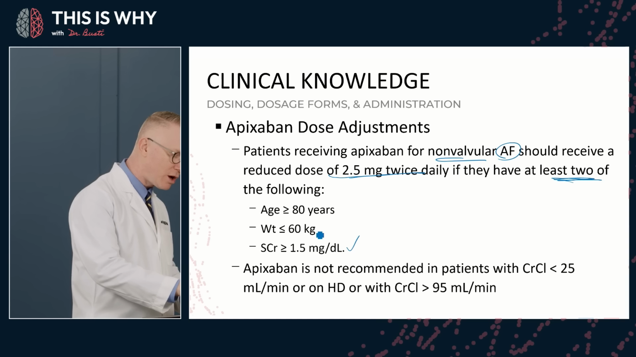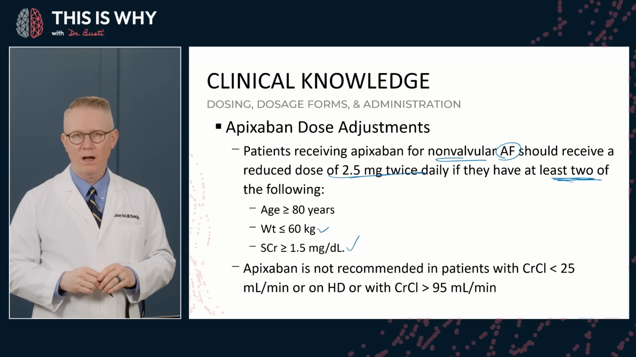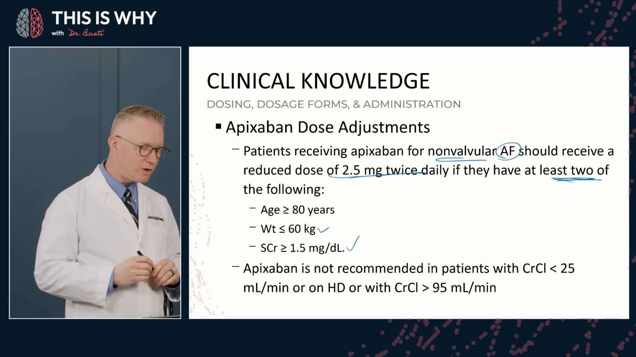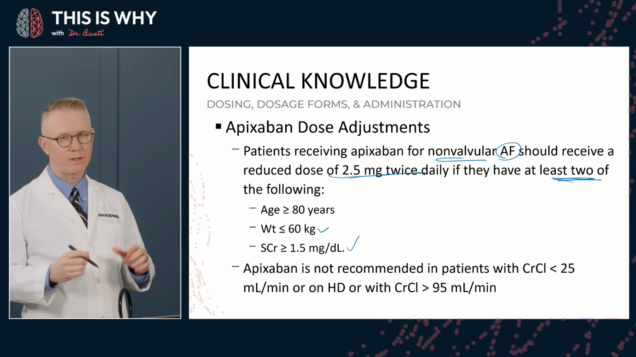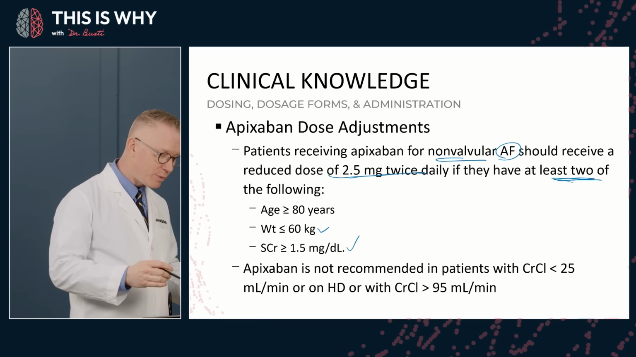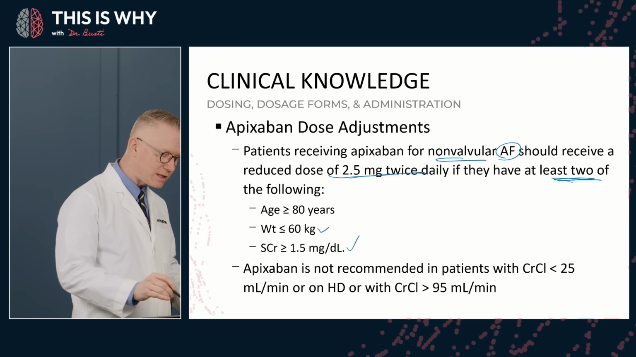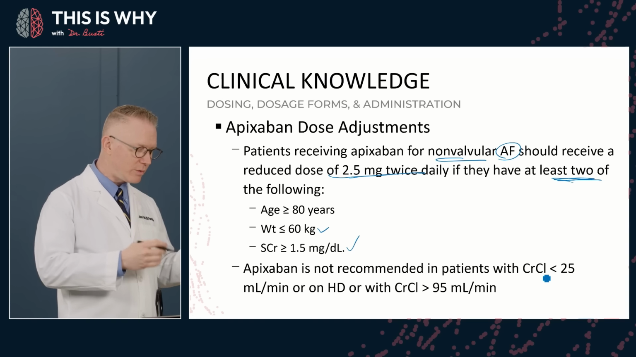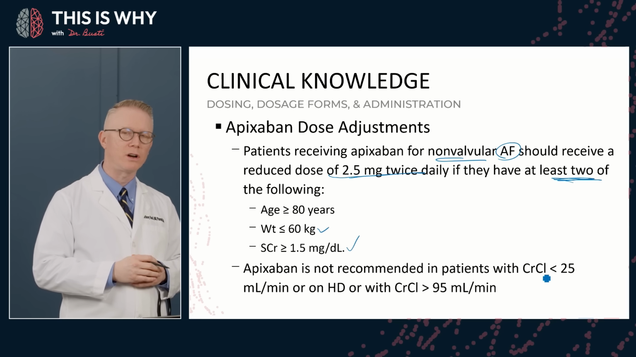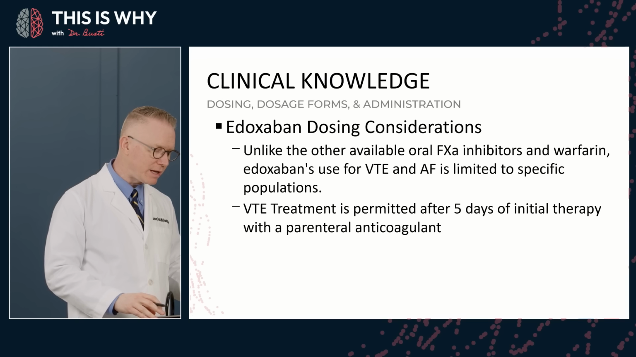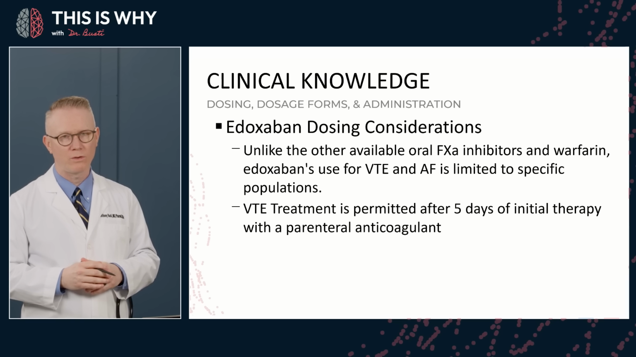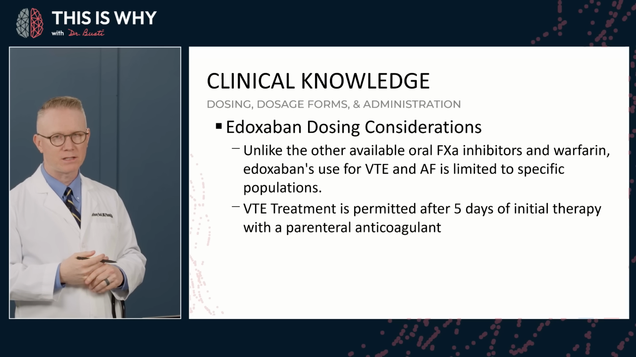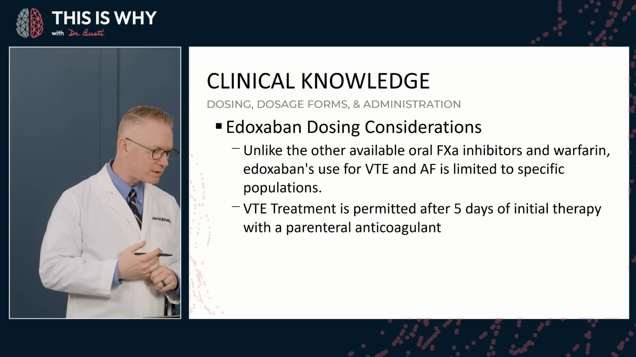And then if you're low body weight, so less than or equal to 60 kilograms, then you need to use a lower dosing regimen to reduce the risk of bleeding. And once the creatinine clearance gets less than 25, or you're on hemodialysis, then we still have that concern, again, the risk of bleeding. So you've seen that theme over and over again with renal function in this drug class. We have drug interactions with this drug class and some nuances that are important.